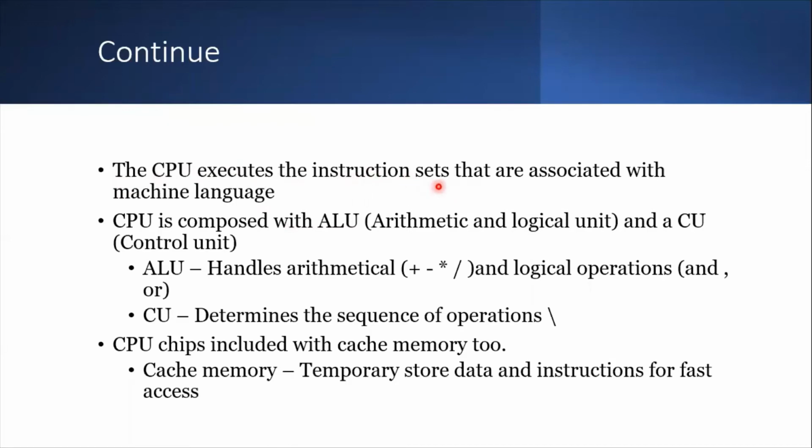CPU executes instructions associated with the machine language. So machine language is that byte code or a 1-0 code, which is not human understandable. Human understandable languages are the natural languages: Sinhala, English, French, Japanese. These natural languages are for humans, not for computers. Computers understand the machine language, the byte code, 1-0 code.